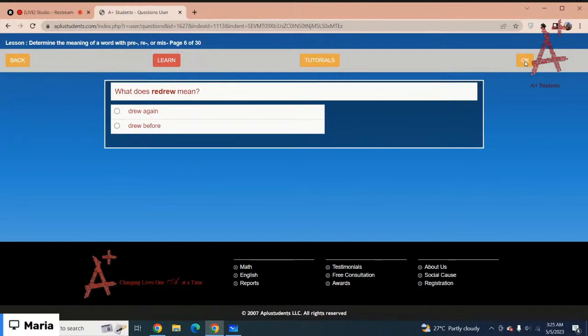What does redraw mean? Which is the correct option? Redraw means draw again. The correct option is, re means again, so it would be draw again.